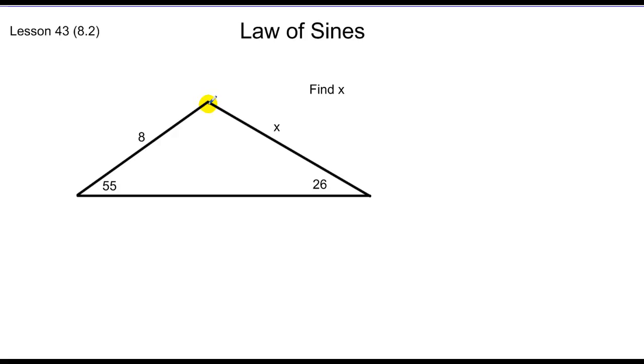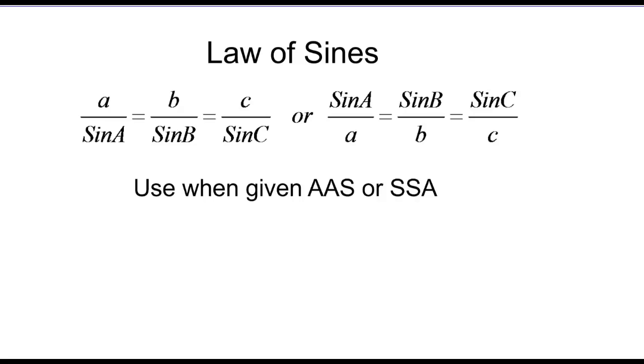What I could do is I could drop an altitude here, find this side, call it y. Once I have y, find this z, and then once I have z, I could use that to find x. But that's 3 steps. Now, the law of sines states, and I'm not going to go through and derive this again because you should have done that last year.